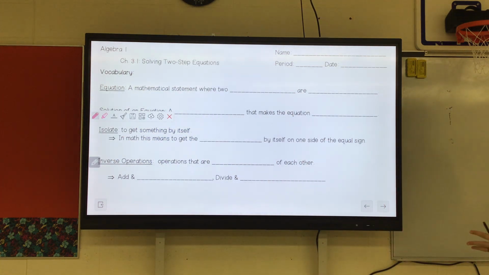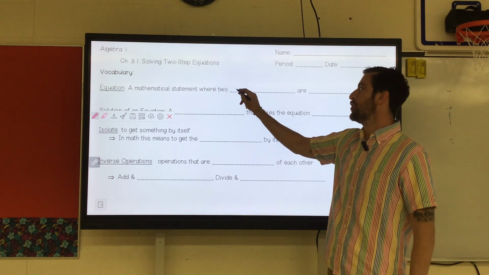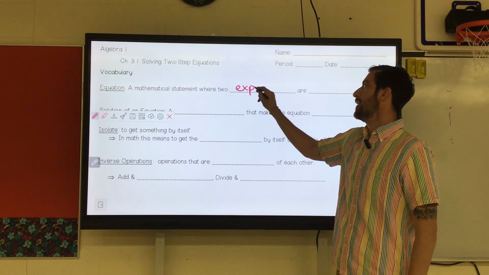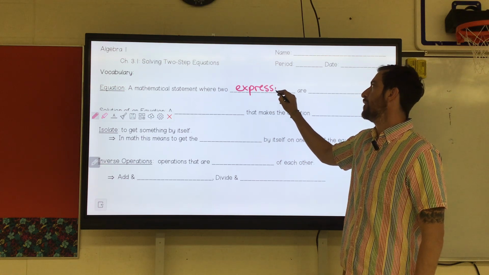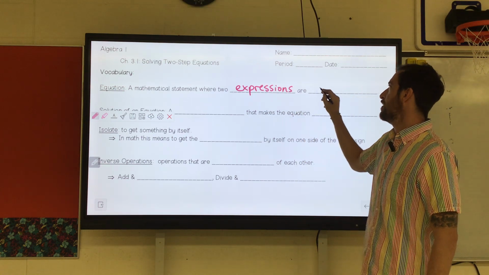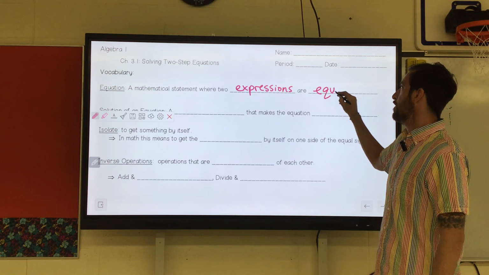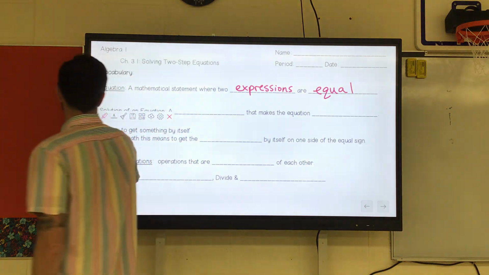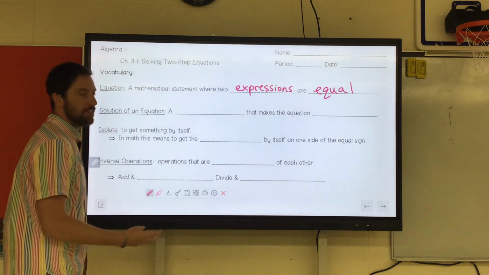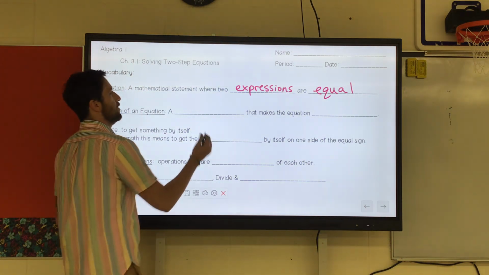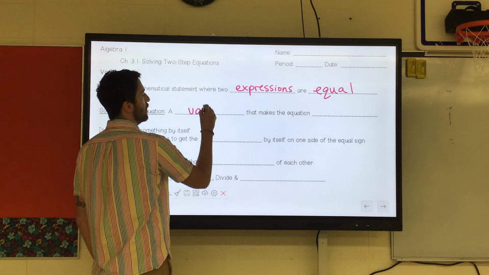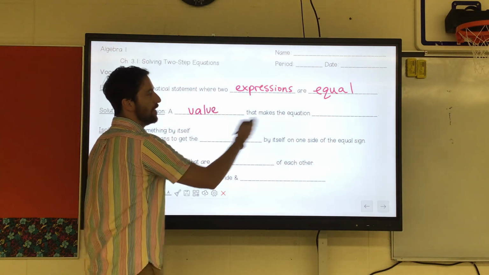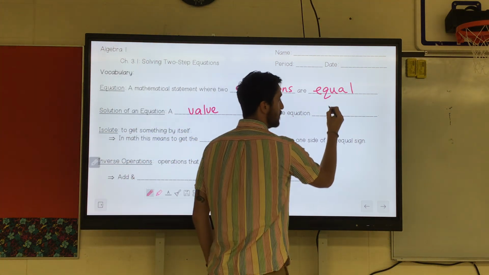An equation is a mathematical statement where two expressions are equal. Okay. All right. So a solution of an equation is a value that makes the equation true.